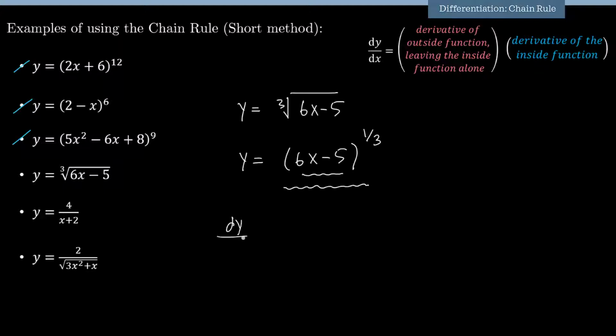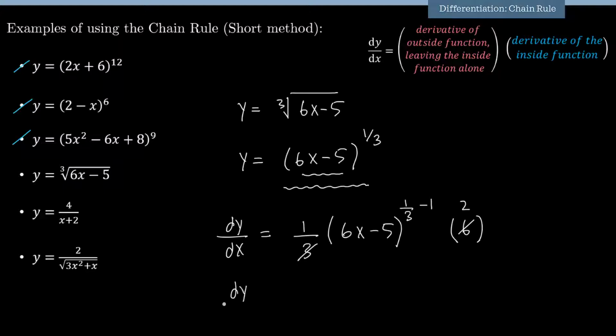So dy/dx would be equal to 1/3 times the inside function, which is left alone, so (6x minus 5) raised to the power of 1/3 minus 1, times the derivative of the inside function, which over here is going to be 6. 6 divided by 3 is 2. So dy/dx is equal to 2 times (6x minus 5), and 1/3 minus 1 is minus 2/3.